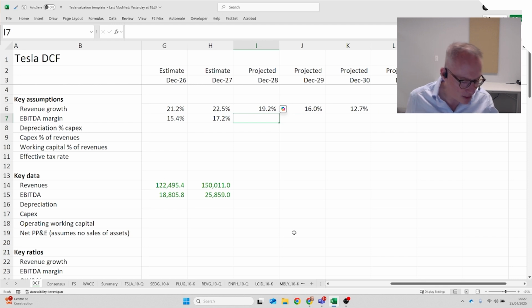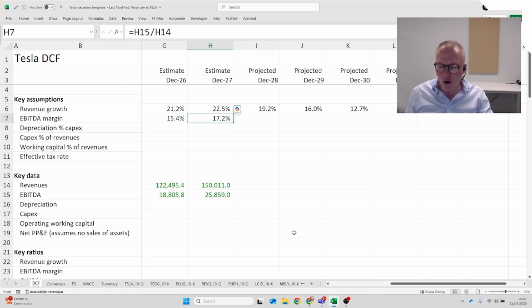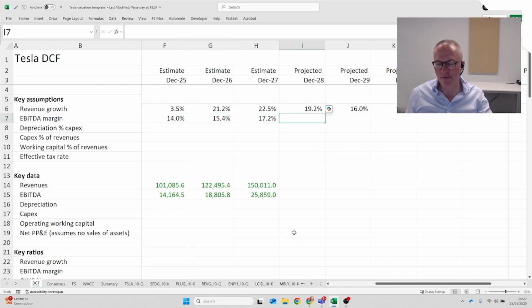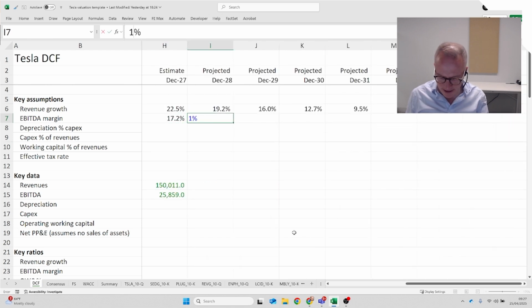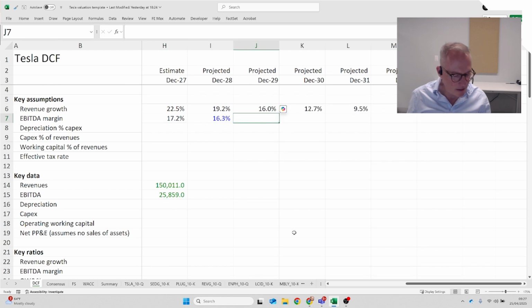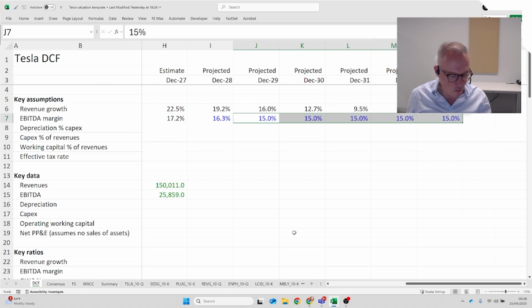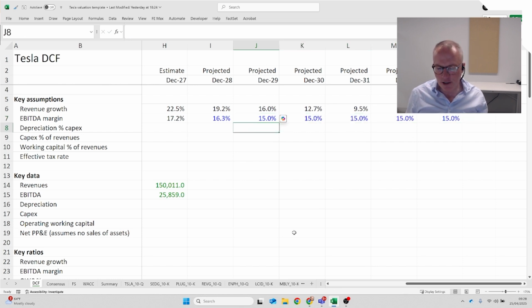So we need to make some assumptions here. And you often start to see some margin compression as the industry gets more competitive. So we're seeing growth slowing, and normally what I'd expect to see is some margin compression. So I'm going to make this 16.3 here, and then I'm going to dip it down, not too rough, to 15%, and I'm going to keep it at 15% for the rest of the forecast. So I'd expect to see a little bit of margin compression.